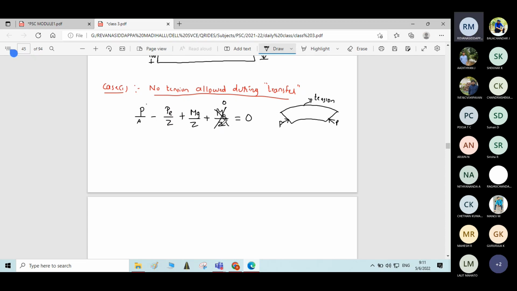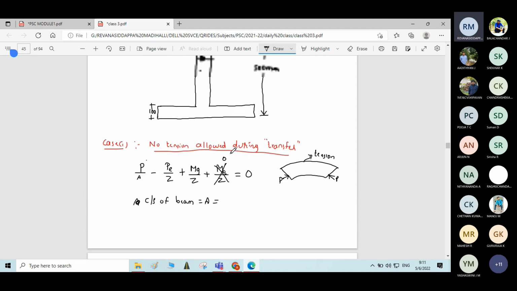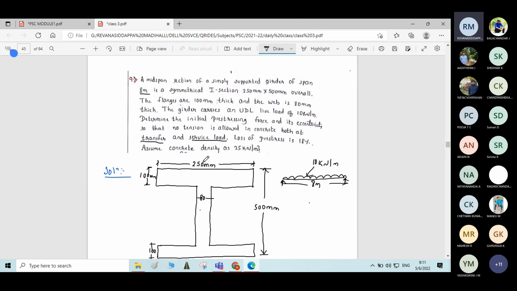At the transfer condition, the beam is still not subjected to working condition. When it is put into working condition, only then will the live load act on the beam. Therefore we will utilize this condition: P by A minus P by Z plus mg by Z. Here A is the cross section of the beam that you can easily calculate, since all the dimensions are known.